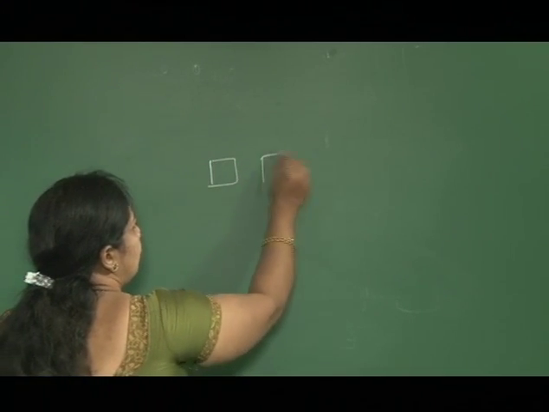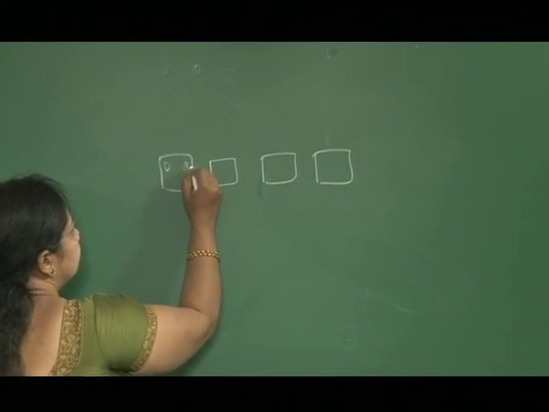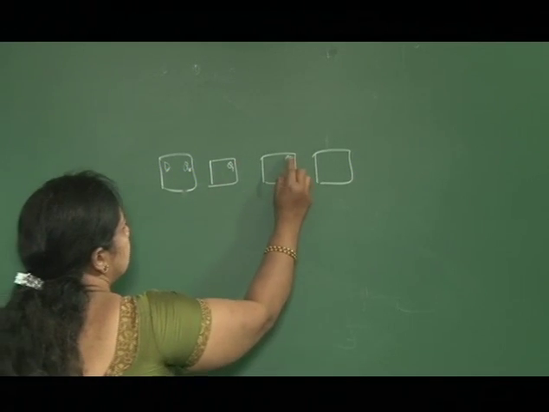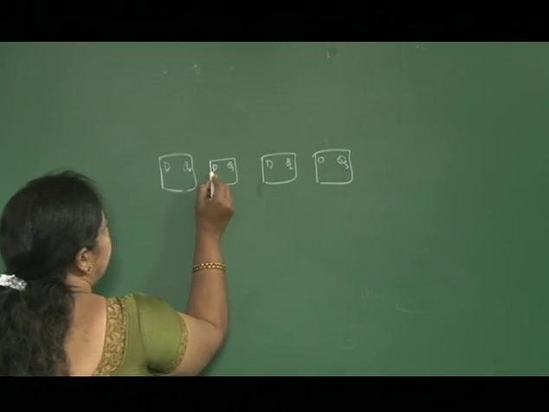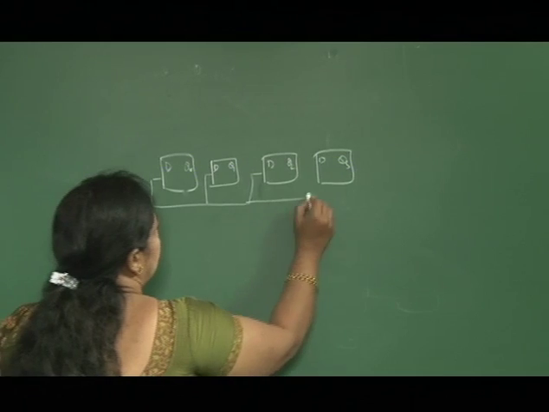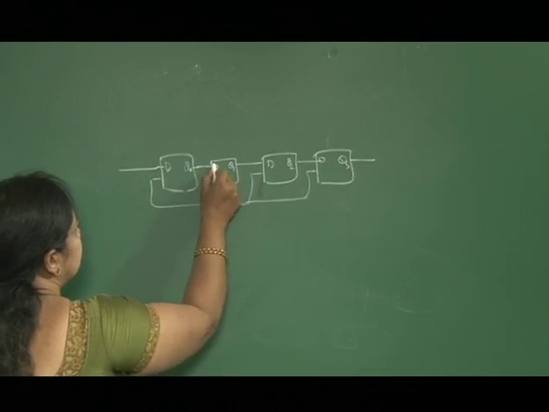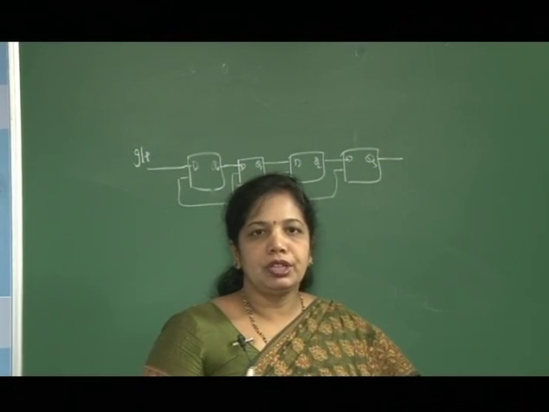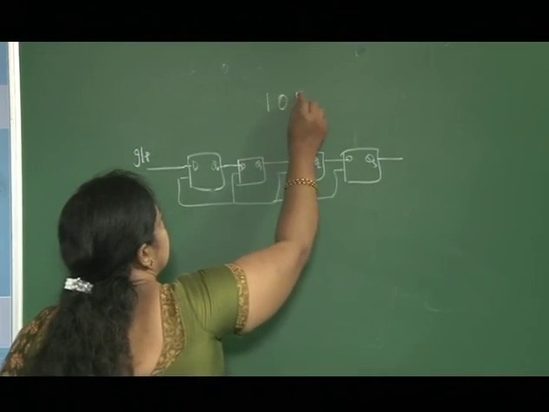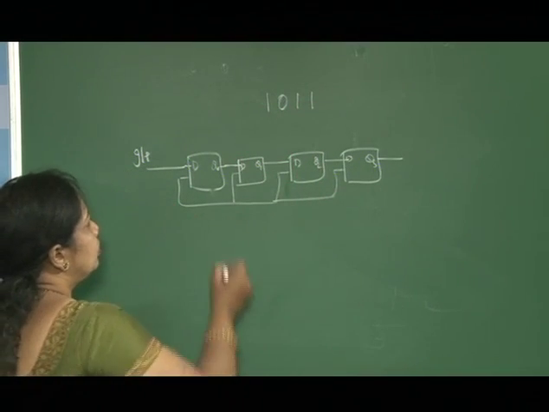So as I discussed, SI, SO, I will take 4 bits. Consider D flip flops, Q0, Q1, Q2, Q3, and we have a clock which is connected. I will take a simple positive edge triggering and I am giving input here. Suppose I want to shift the bits like this. So this is my data, I need to send this through the shift register.